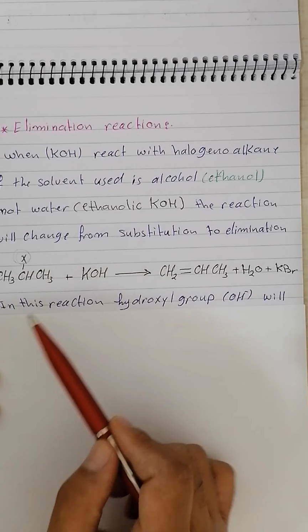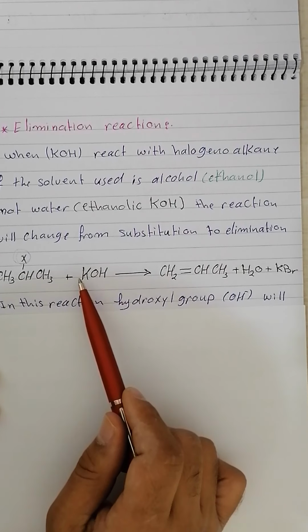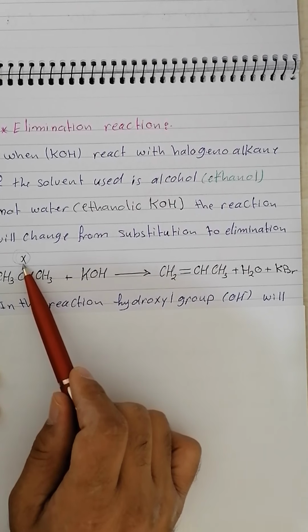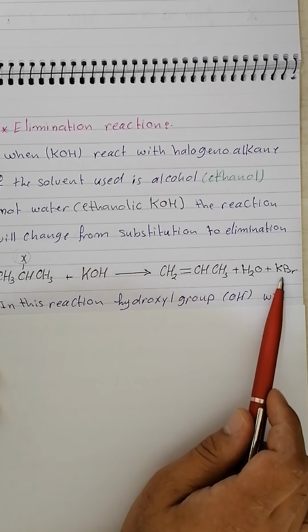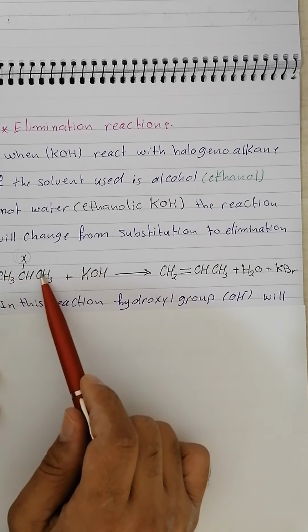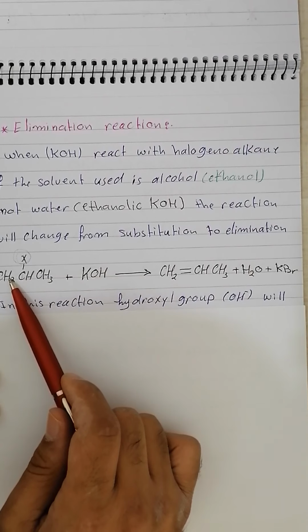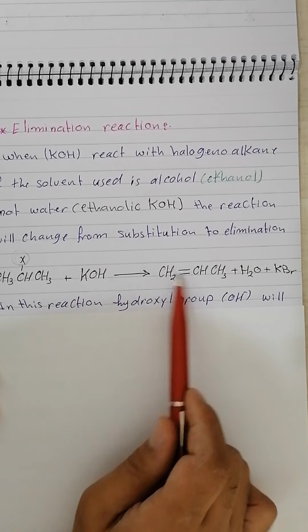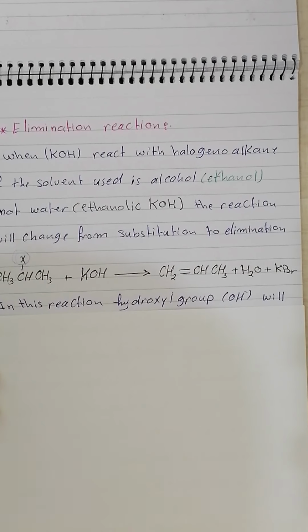The mechanism is not my point now. We need to know that potassium will react with X to give KX, let's say it's Br here, and this hydroxide will remove one of the hydrogens to give an alkene. So it will convert halogenoalkane to alkene if it is ethanolic potassium hydroxide.